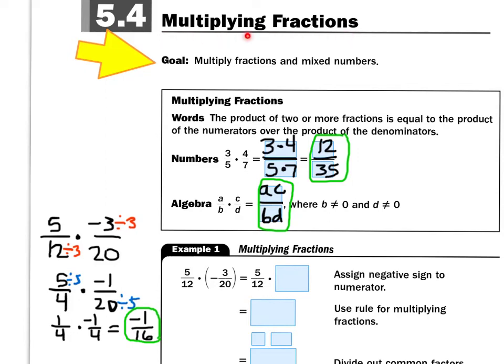Hi, you guys. Let's talk about multiplying fractions. All right, so take a look at this number example here. 3 over 5 times 4 over 7.